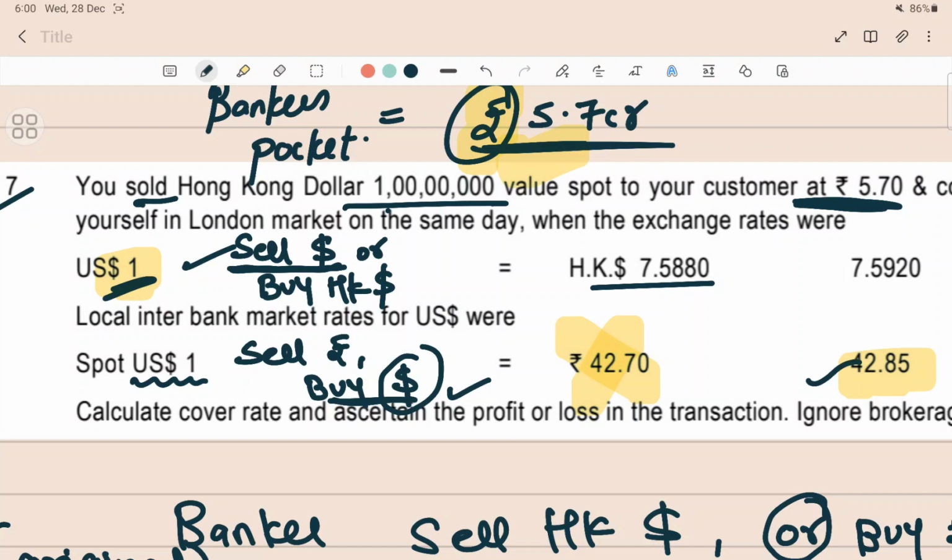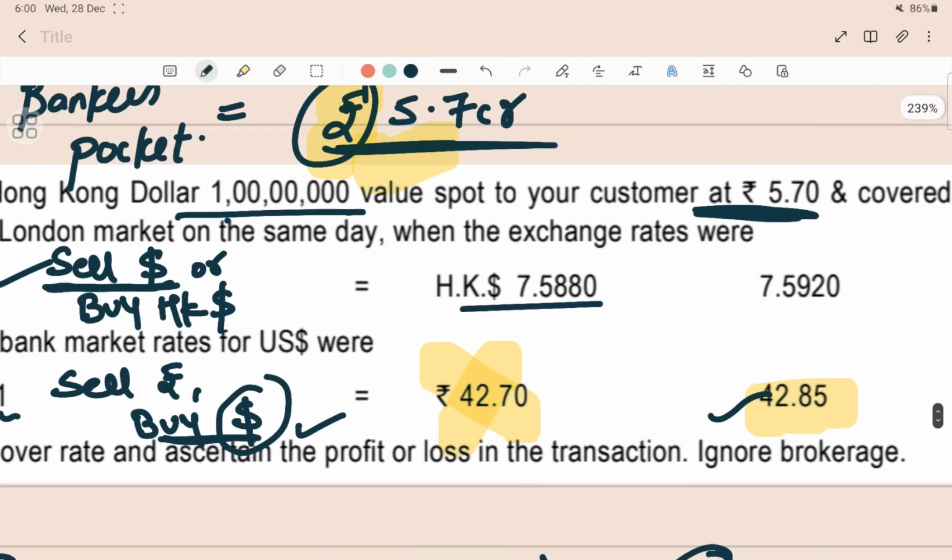So which rate from both these rates should I take? The bid or the ask? I'm selling, so I take the bid rate. So I select this one. Now this one is of no use to me. I have selected one rate. Both the rates are selected with me. Now step 1 is complete.